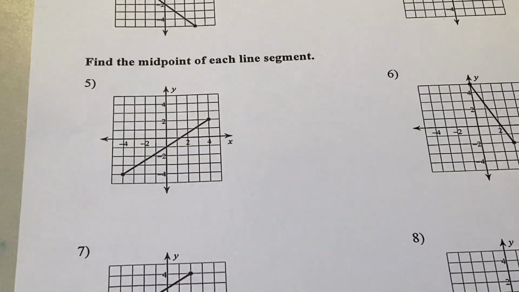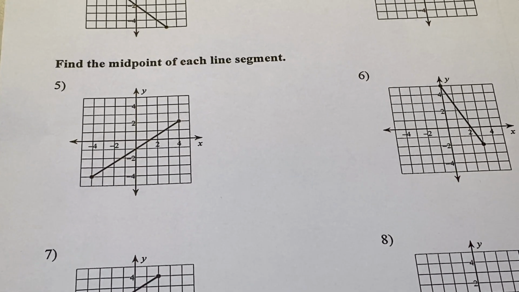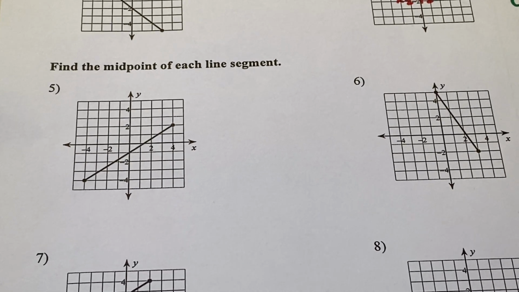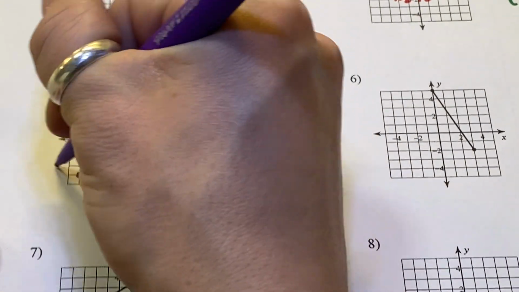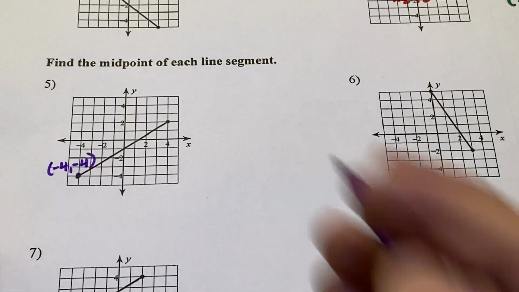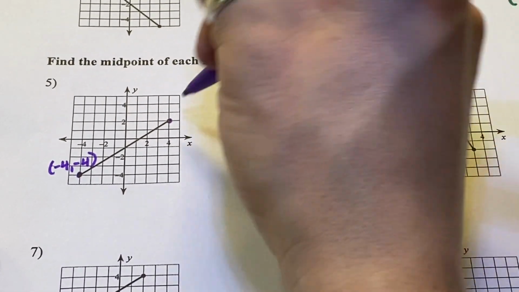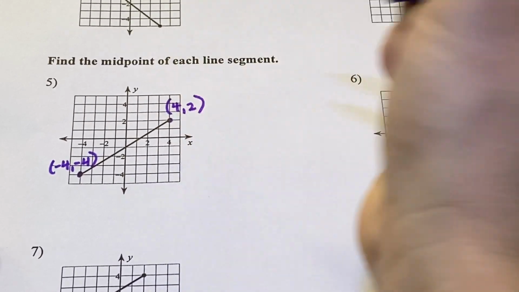Let's look at number 5. We're given a graph. What do we need to do with this graph? Same thing we were doing with our distance. Carl? -4, -4. Love it. We're identifying the coordinate points. This guy's going to be -4, comma, -4. What's my other coordinate point? Carl? +4 and +2. You got it.